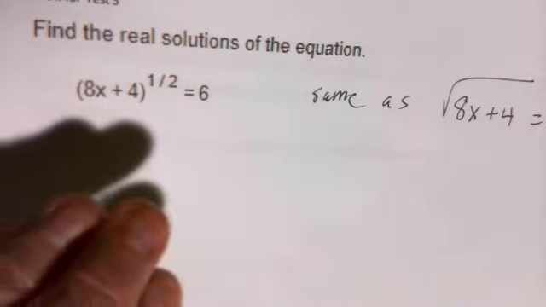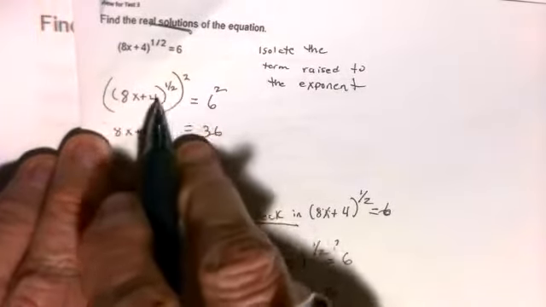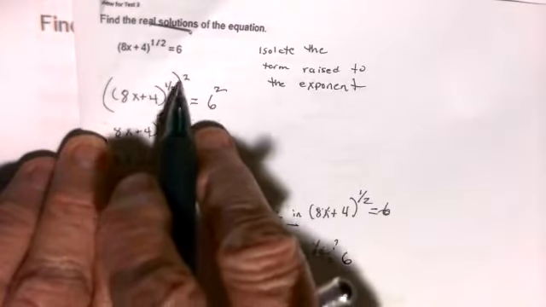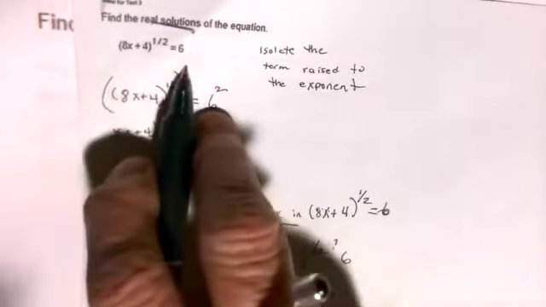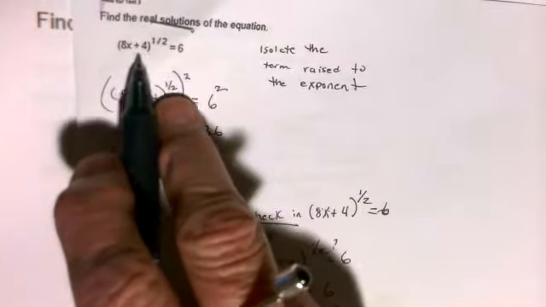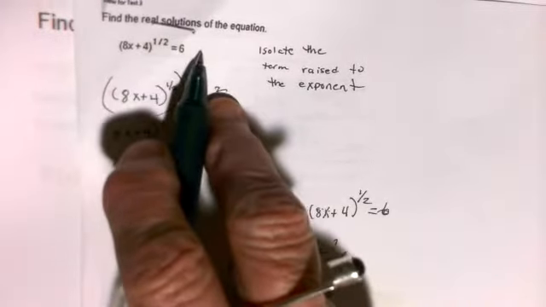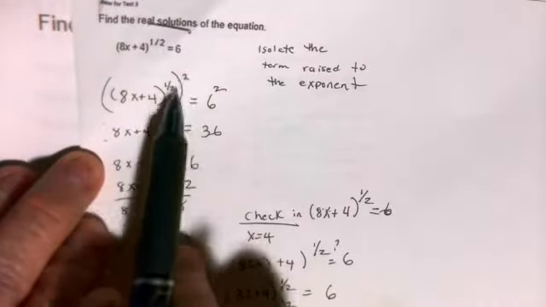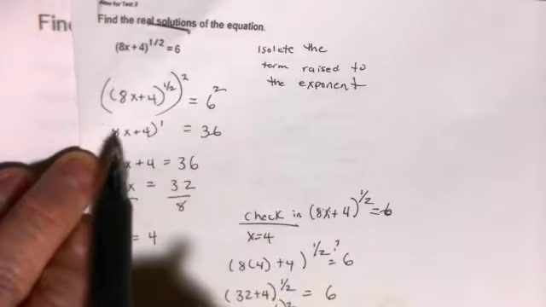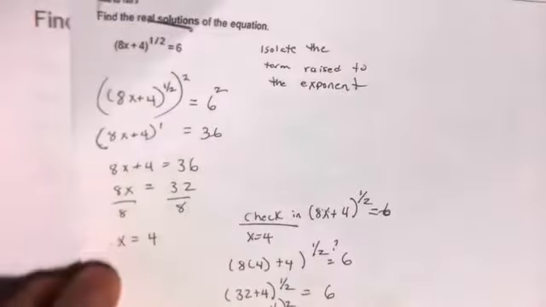We isolate the exponent, and I'm just showing you over here. We isolate the exponent, and then we raise to the reciprocal of the exponent. So the reciprocal of 1/2 is 2, and we need to raise both sides to that. It's very important also that you have the term raised to the exponent isolated. And I see that mistake a lot. And see, when you raise a power to a power, you multiply the exponents. So we get 8x plus 4 raised to the first power equal 36.